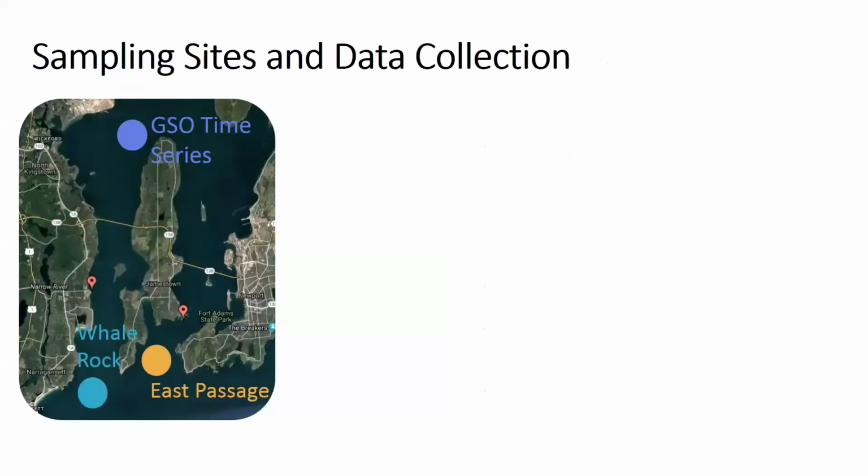And we had 3 major vessel-based sites that we would visit. We had, again, that GSO time series that's been just so valuable, and this is in the Upper Bay. And then we had 2 other sites, one at Whale Rock, which is in the West Passage, and then one that's in the East Passage, which we call East Passage.